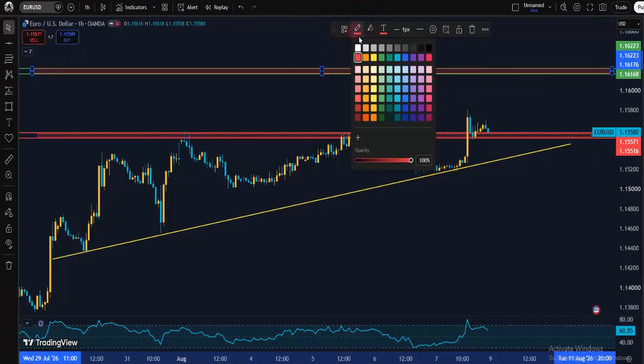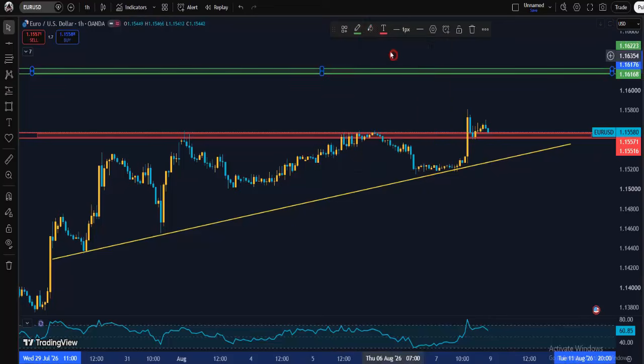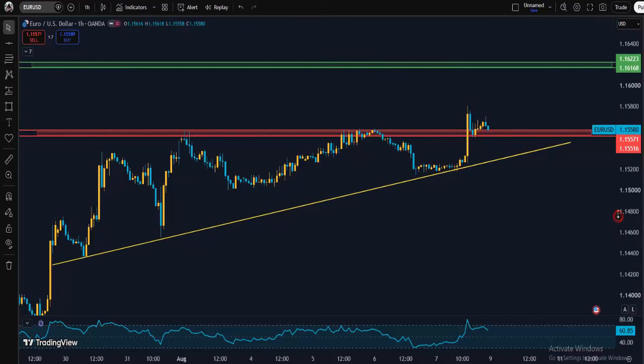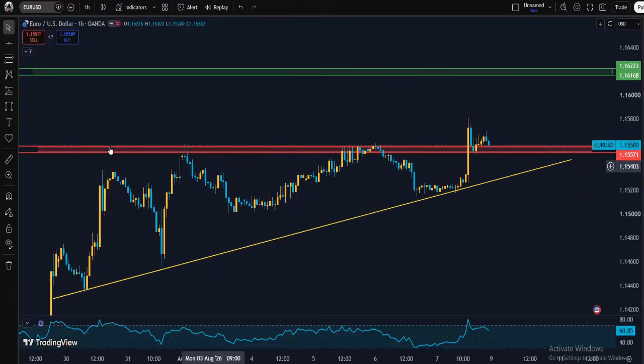On the upside, the key resistance zone is located between 1.16168 and 1.16223. This is the major level EUR/USD needs to break for a stronger bullish continuation. If price breaks and holds above 1.16223, the bullish structure could extend further.